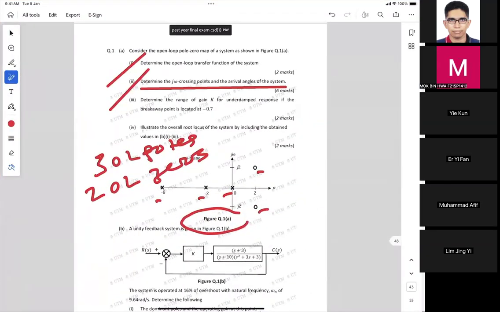Anik, okay tak? Okay dah. Aku tanya kau jawapan pun kau tak tahu.